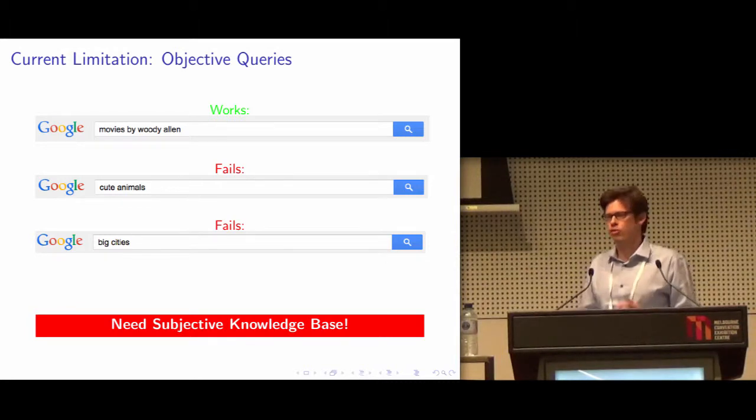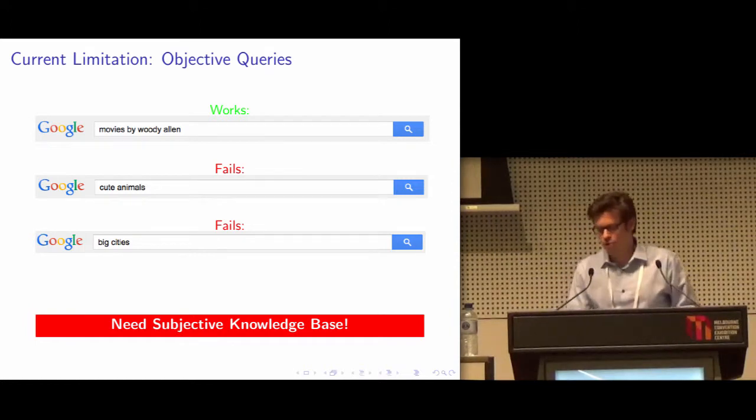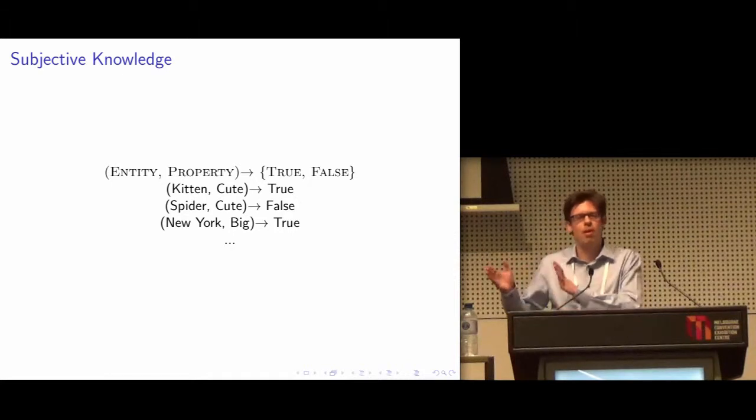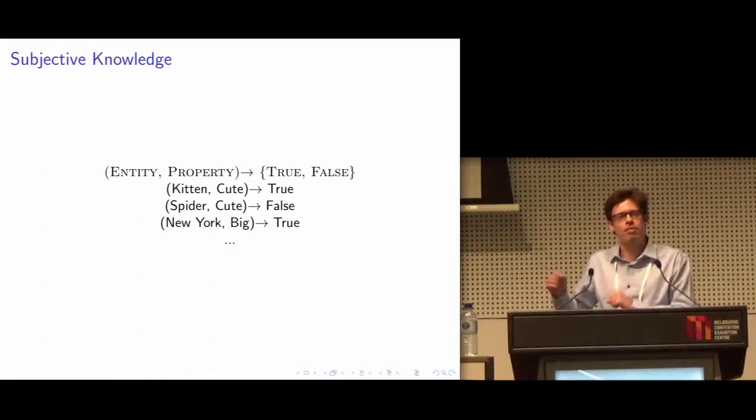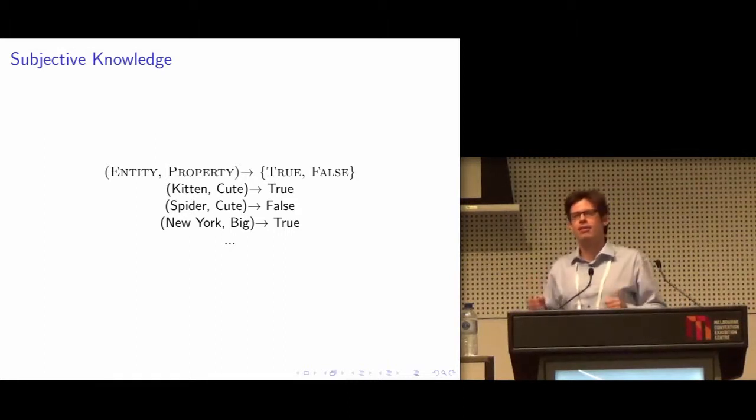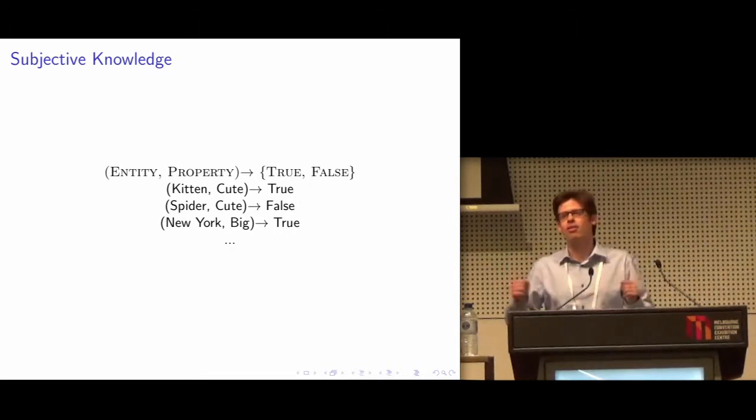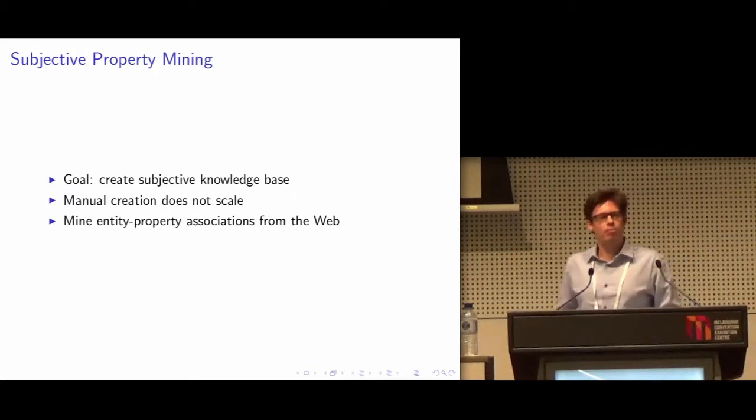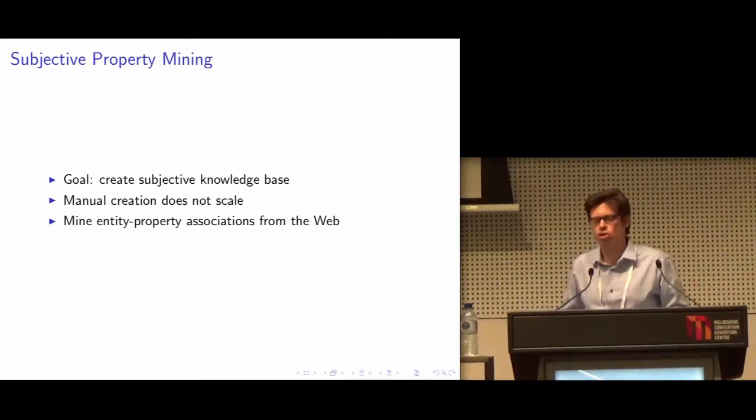This knowledge base should, for instance, store which animals are considered cute. So, in general, this subjective knowledge base would map entity property pairs to Boolean values depending on whether or not the property applies to the entity according to the dominant opinion. And then it would store facts like kittens are usually considered cute, spiders are not considered cute, New York is considered a big city, and so on. And subjective property mining is about creating this knowledge base with subjective knowledge.